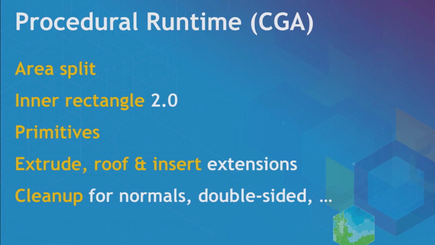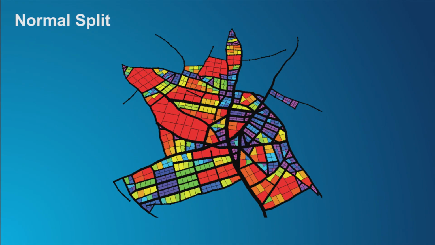Lots of stuff came out for 2016.0 in CGA. I was curious if you just wanted to walk through quickly what the new functions were. Sure. Area split. One of the functions that we've had is the ability to split. You can split along the scope, the X or the Y or the Z.